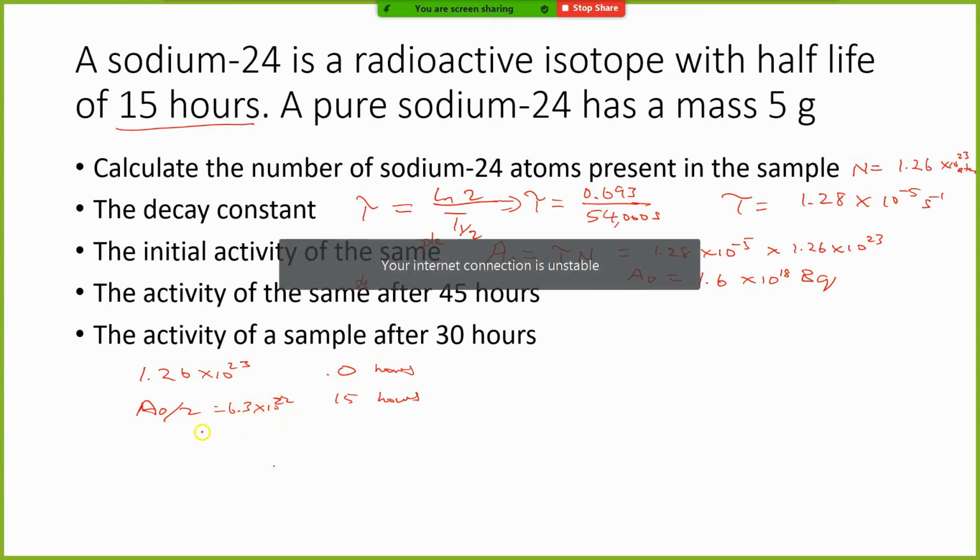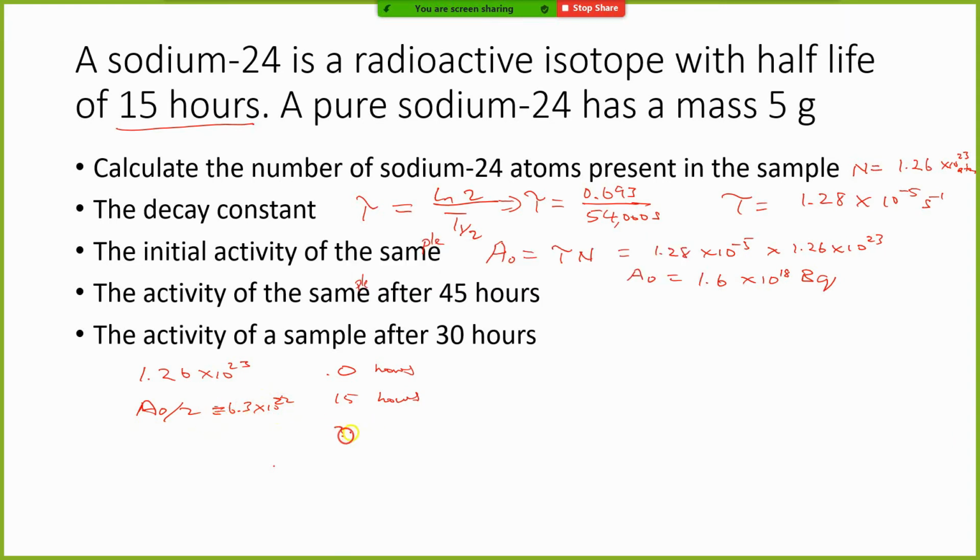Then we could do that again. We could find the next half-life, which in this case is going to be 30 hours, right? Because remember, half-life is constant, so the next half-life would be the next 15 hours, which is in this case going to be 30 hours. So we want to see how much is remaining now. So we're taking this amount, 6.3 times 10 to the 23rd, and dividing that by 2.